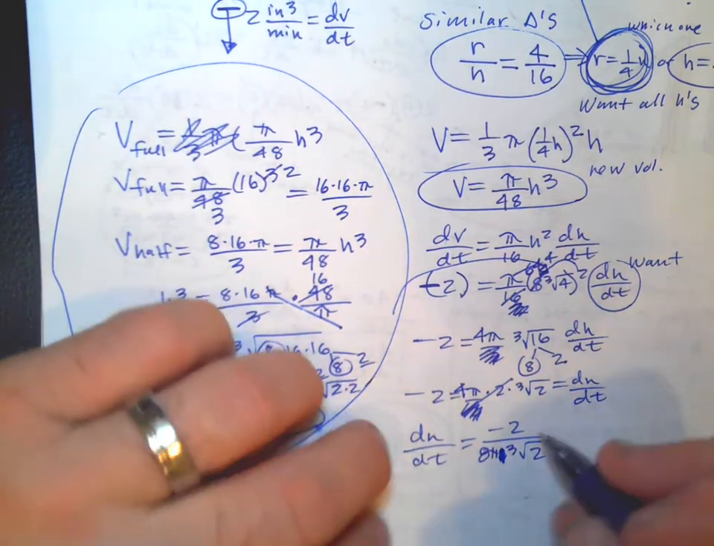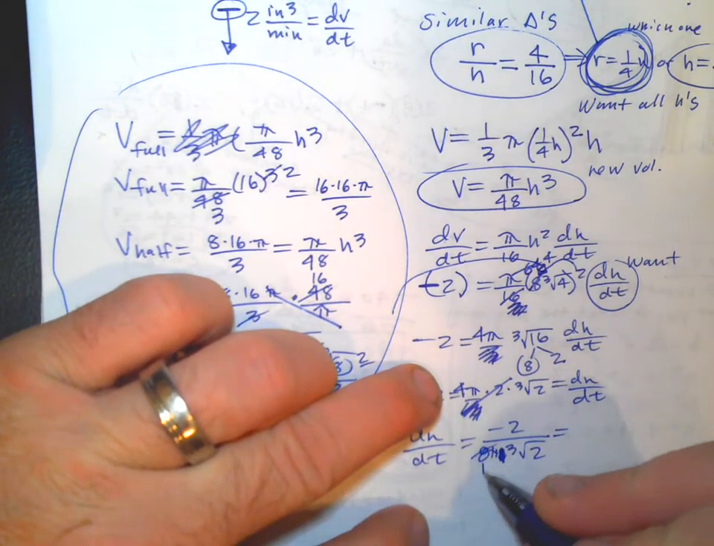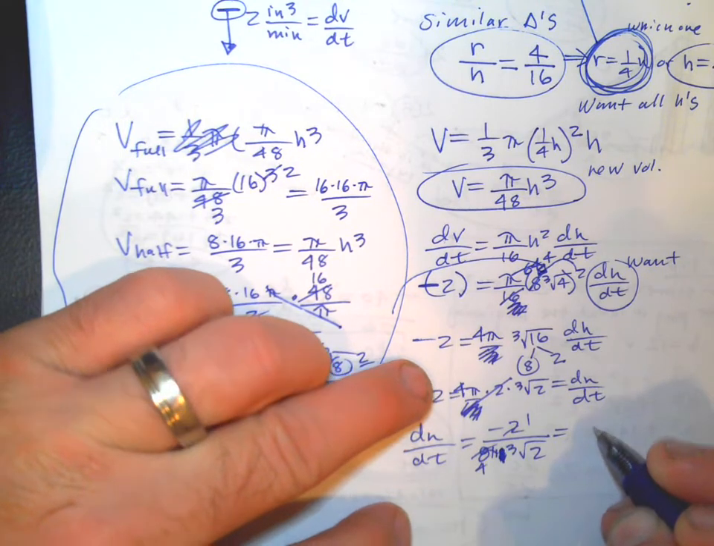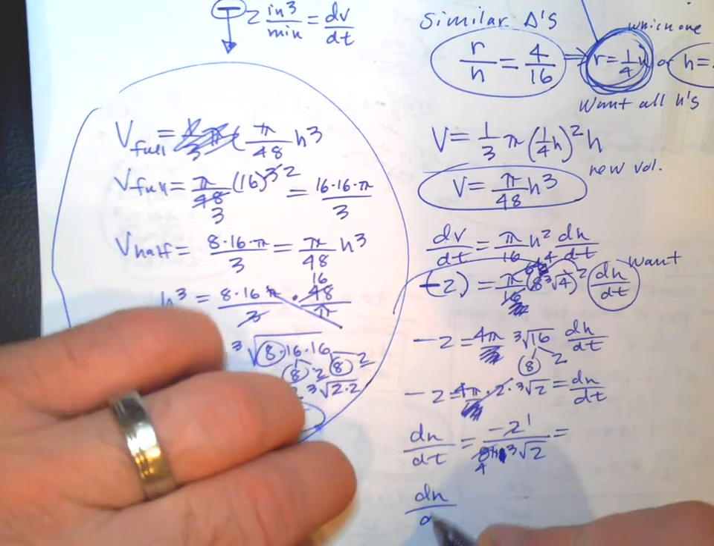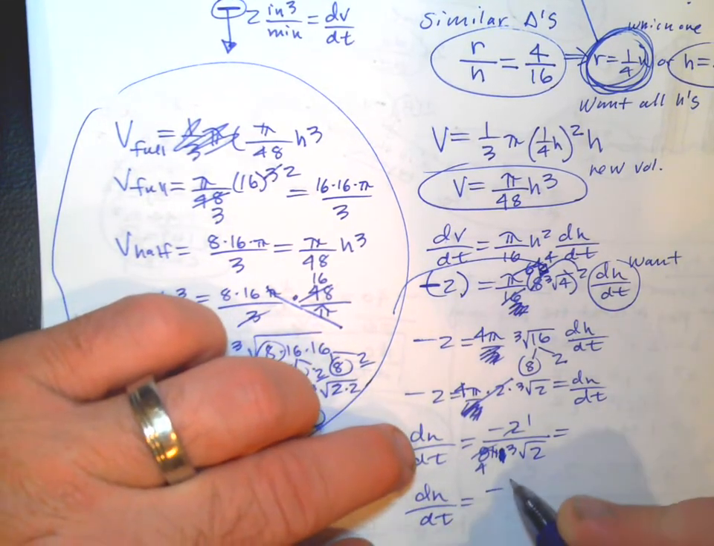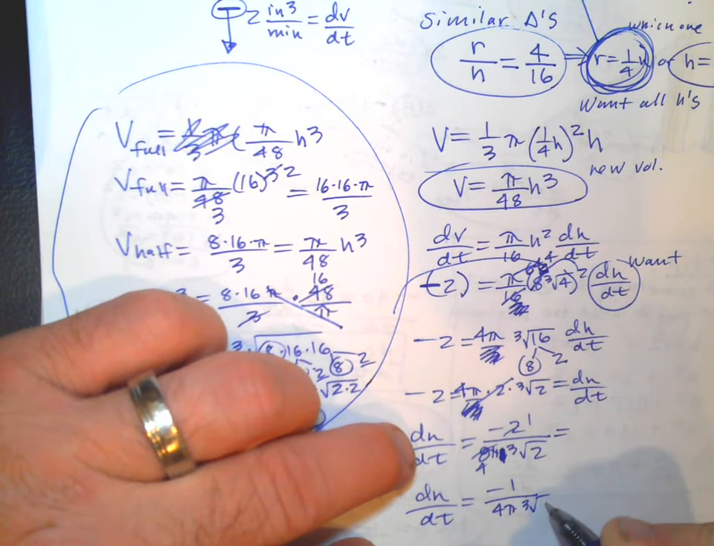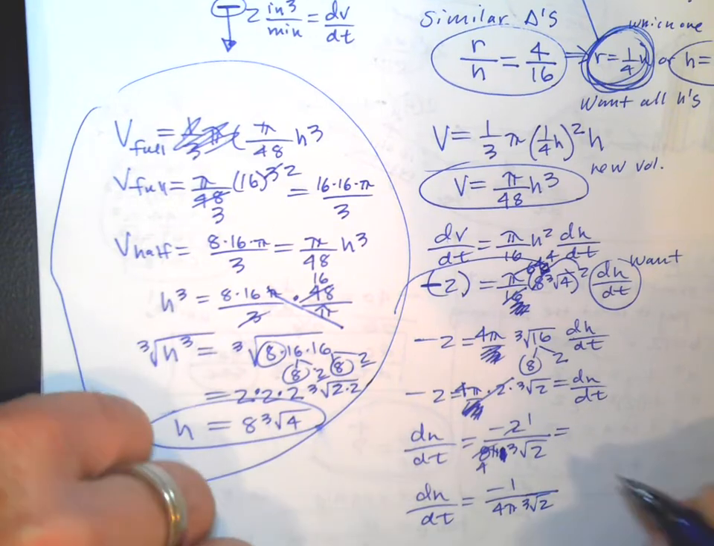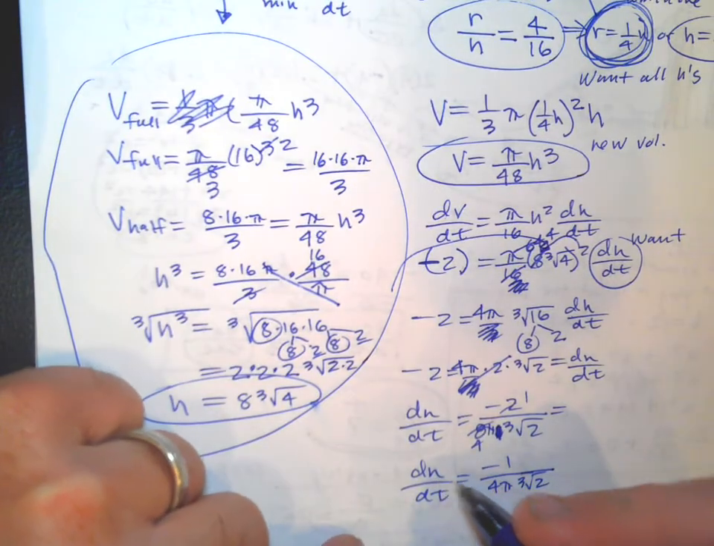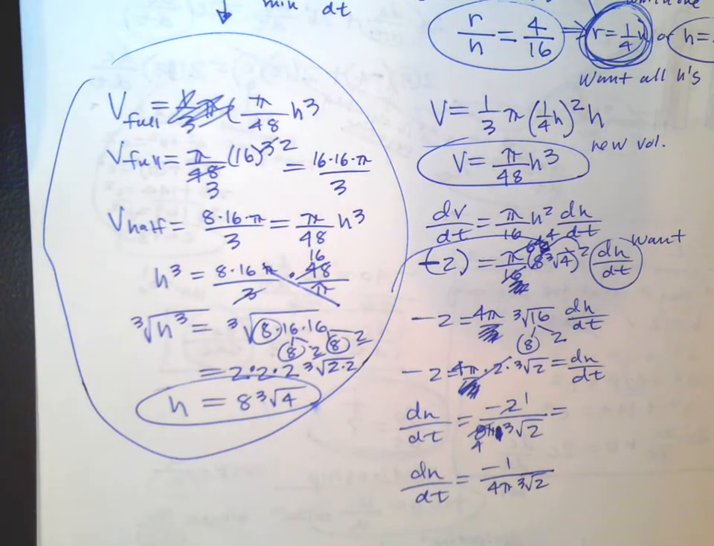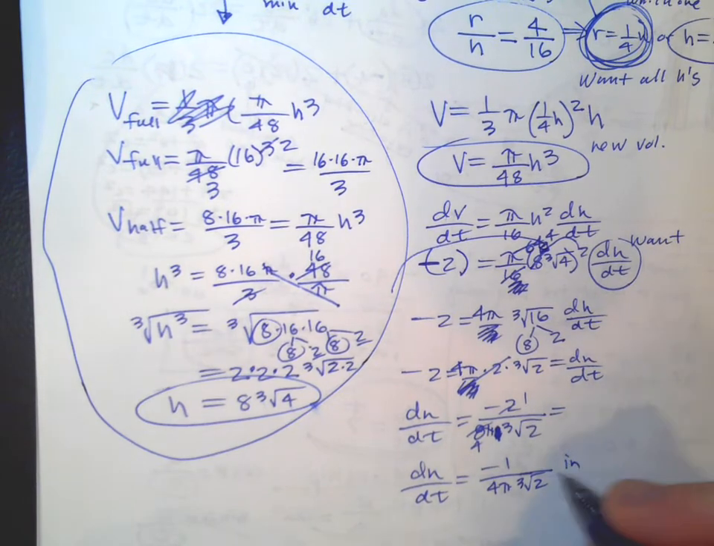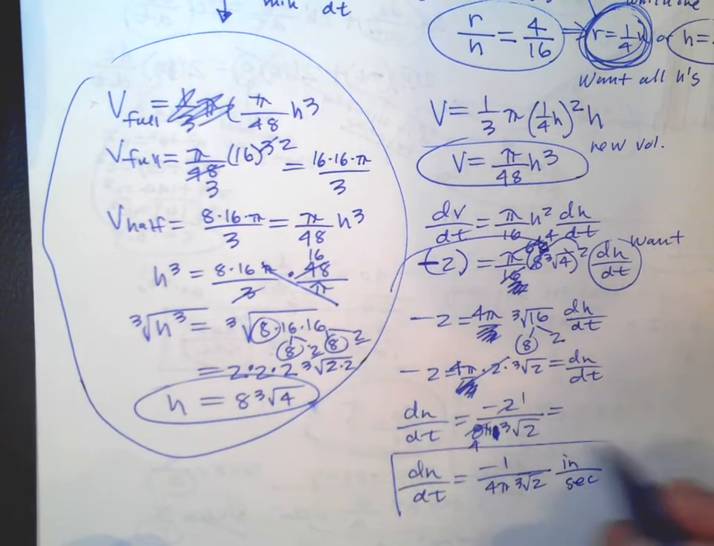And then we could reduce that a little more. We'll take 2 out of that. So we get dH dt, oh my gosh, finally, negative 1 over 4 pi cube root of 2. The units are h, which would be units to the first power, so inches, over time is seconds. And I'm fine with that.